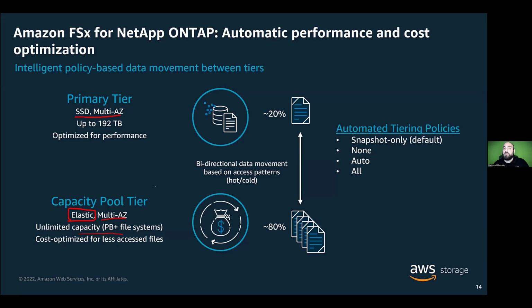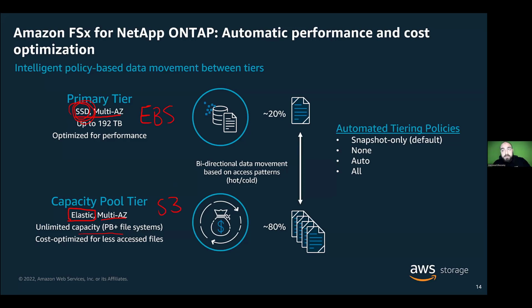Can anyone guess in the chat, which service do we have on AWS that is elastic, multi-AZ, scalable to virtually unlimited capacity, and cost optimized for the less accessed files? Can you guess what storage service would that be that they are using in the back end? So if this is like SSD, if this is like EBS, what would the cold storage be built on? Yep, exactly. It's based on S3.